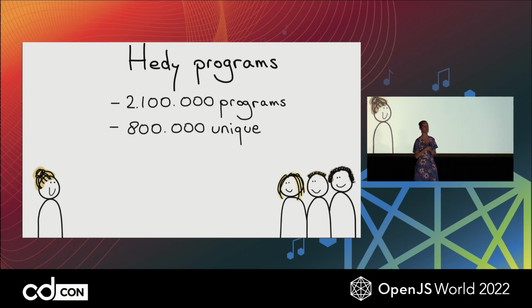So far, we launched in early 2020, and over 2 million Hedy programs have been created worldwide, out of which 800,000 are unique programs. Of course, we have hello everyone in the database many, many times, but there are 800,000 different programs that children have created, which is amazing.